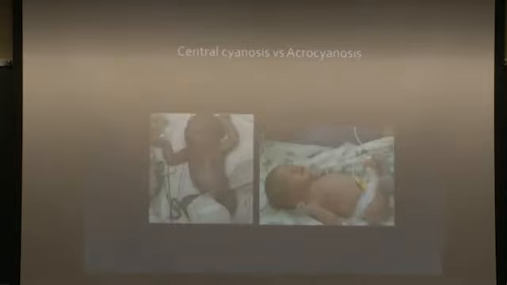Here's some photographs of the difference between central cyanosis versus acrocyanosis. The baby on the left has central cyanosis, and you can see he's bluish all over his body, whereas the baby on the right has just the bluish hands and feet and is pink everywhere else.